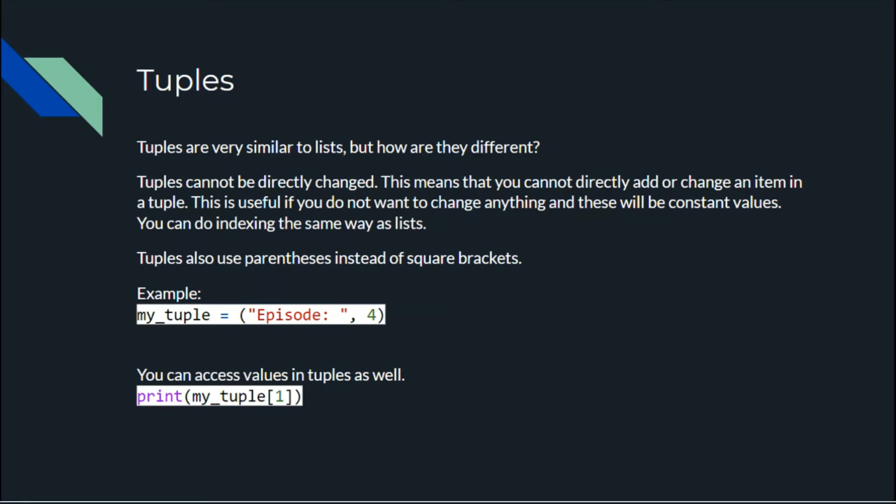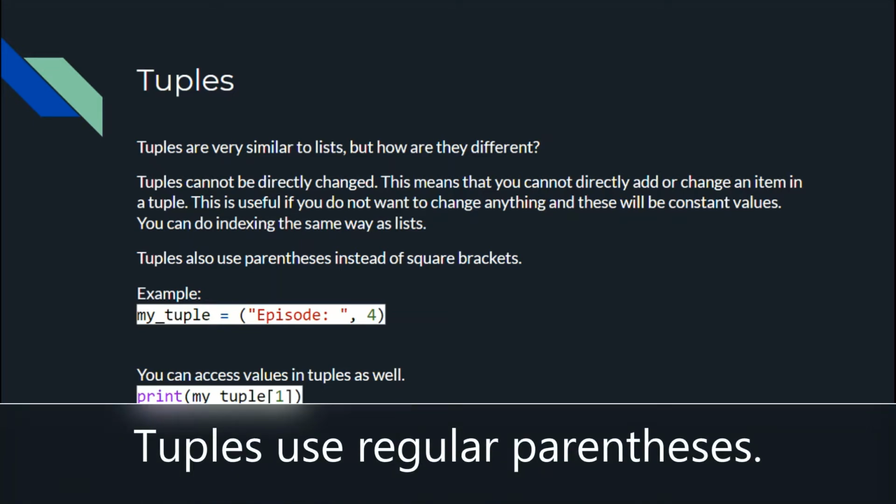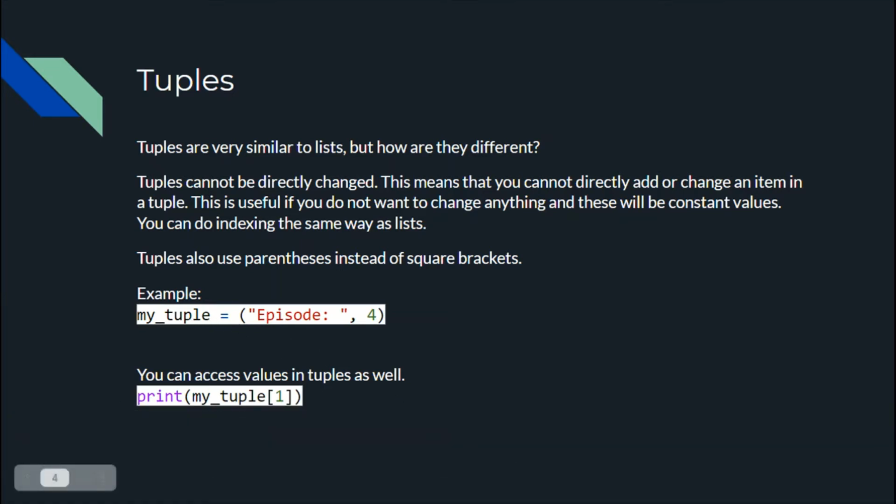Also, tuples use parentheses instead of square brackets. Here's an example. So I created a tuple called myTuple, and then I assigned it two values. One is episode, and the second one is 4. And if you noticed, I used regular parentheses instead of square brackets. And you can access values in tuples similar to how you access them in lists. So here I'm accessing the first index in my tuple, which would be 4.